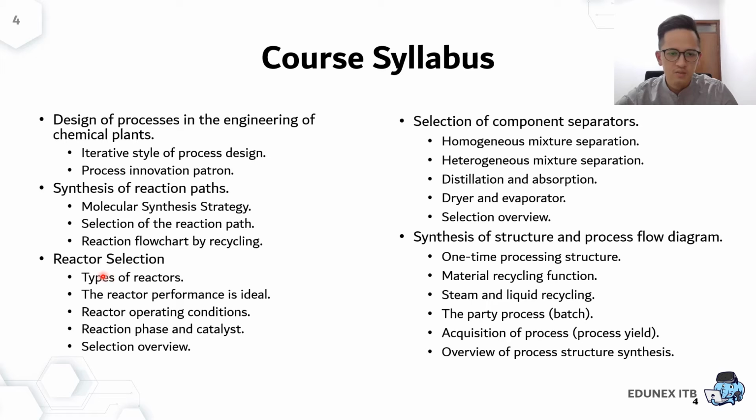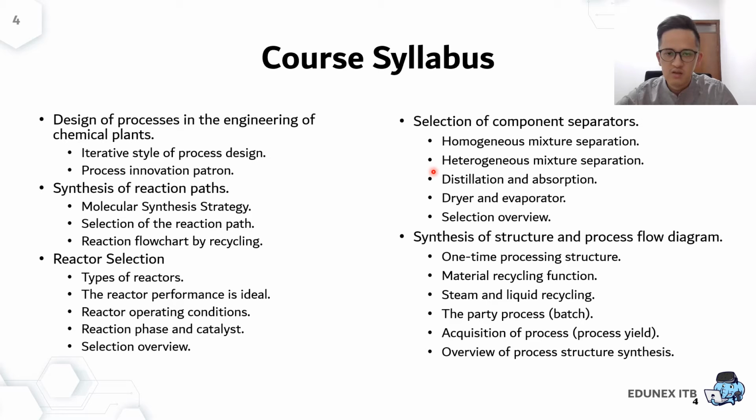The third part is about the reactor selection. We will talk about the type of reactor, such as a plug flow reactor or the CSTR, and then the reactor performance is ideal, and then how to optimize operating condition of the reactor, and then the reaction phase, whether that's a homogeneous or a heterogeneous catalyst, and then the selection overview.